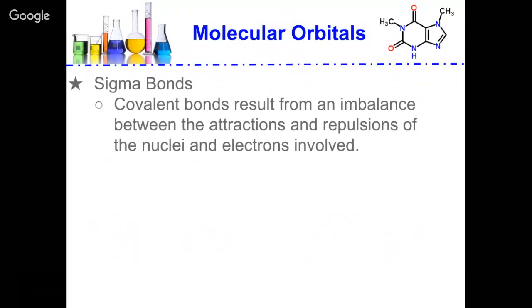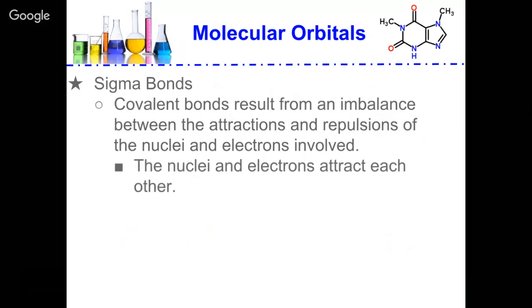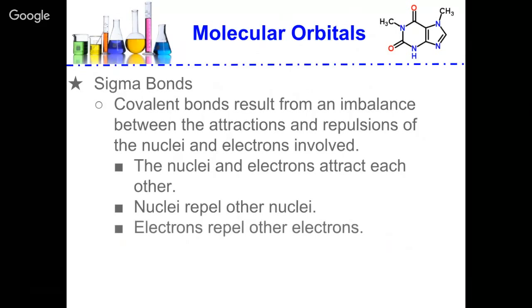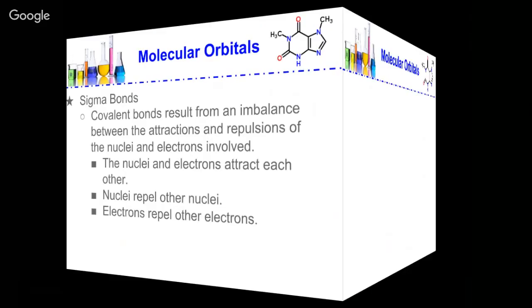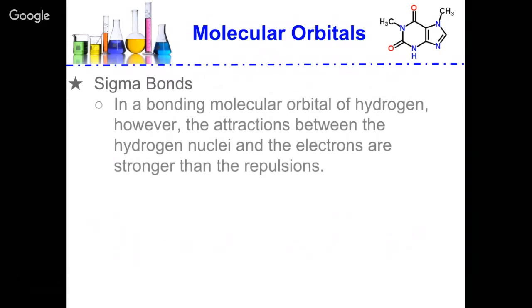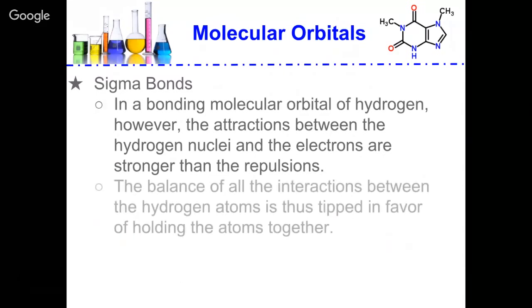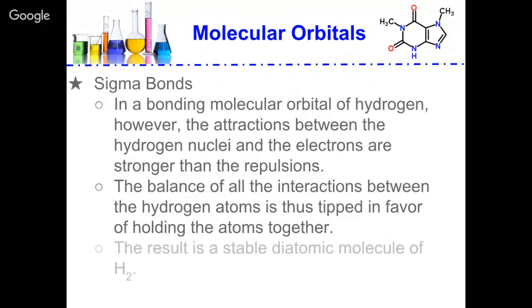sigma bonds exist when covalent bonds result from a balance between the attraction and repulsion of the nuclei and electrons involved. So the nuclei and the electrons attract each other, and then the nuclei repel each other, and the electrons are also going to repel each other. In a bonding molecular orbital of hydrogen, however, the attractions between the hydrogen nuclei and the electrons are stronger than the repulsions. So the balance of all the interactions between the hydrogen atoms tips in favor of holding the atoms together, and this results in a stable molecule of H2.